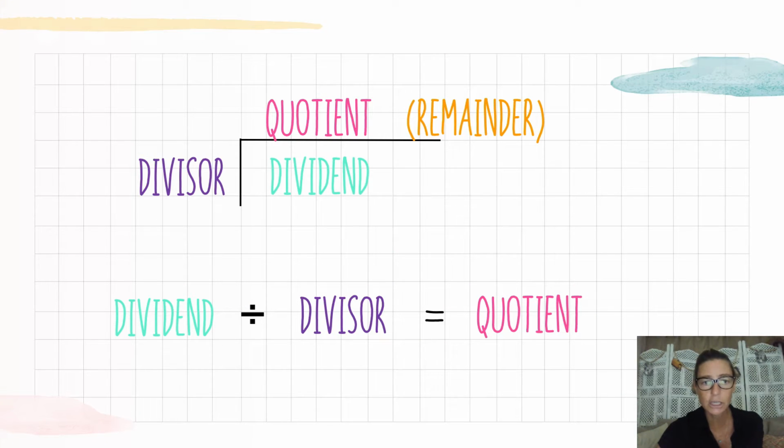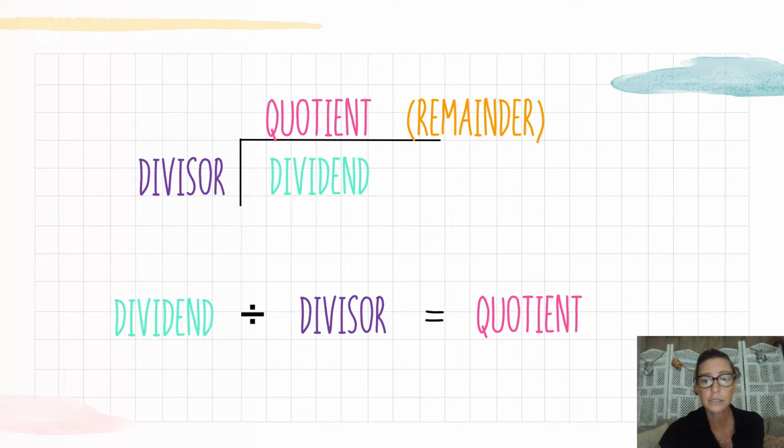So this is what it looks like when we are writing it on paper. You'll see it on workbook pages. You have the dividend that is underneath the little house. That's the number that is being divided. The divisor is the number it's being divided by. So how many groups, for example, would we be putting it into? That's how many we're dividing it by.